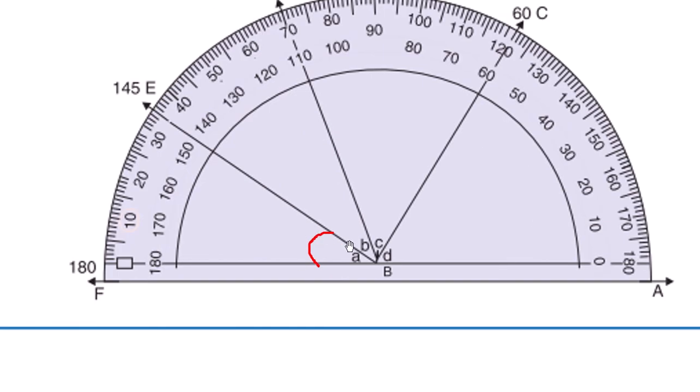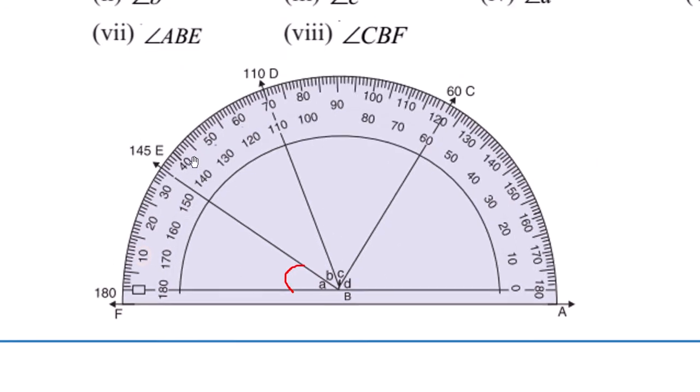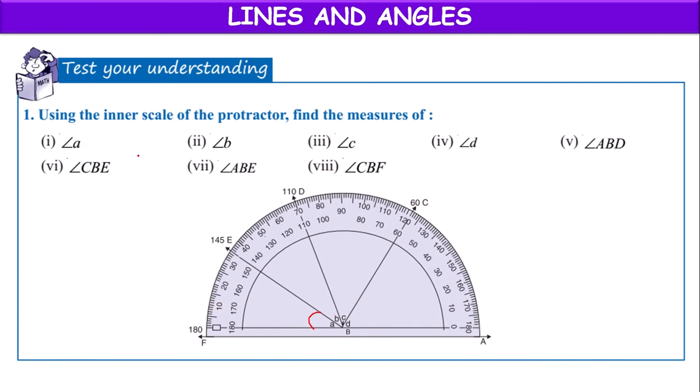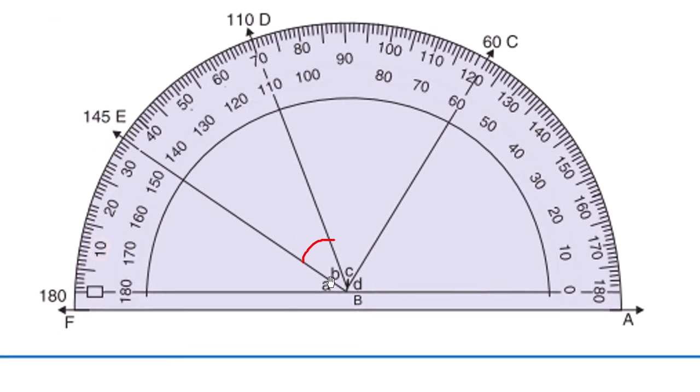Angle A, one arm is at 150. Sorry, not exactly at 150, children. It is between 150 and 140, which is 145. Another arm is at 180. So the difference is 180 minus 145 equal to 35 degrees. So angle B, this part. Angle B, this part, inner scale, 145 here, 110 here, 145 minus 110, 35 degrees.